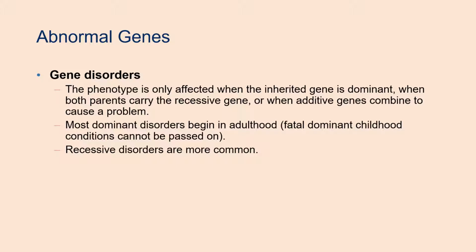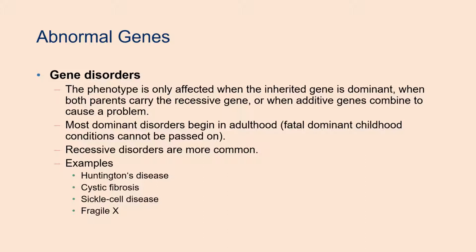With gene disorders, the phenotype is only affected when the inherited gene is dominant, when both parents carry the recessive gene, or when additive genes combine to cause a problem. Most dominant disorders begin in adulthood. Fatal dominant childhood conditions cannot be passed on, and recessive disorders are more common. Some examples are Huntington's disease, cystic fibrosis, sickle cell disease, and Fragile X.